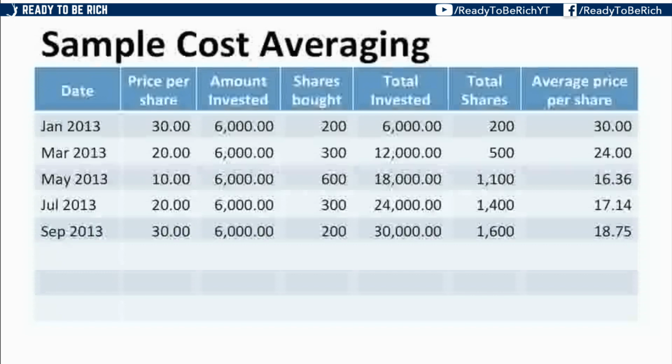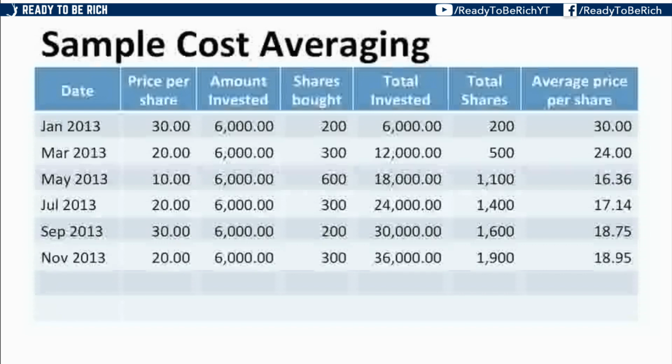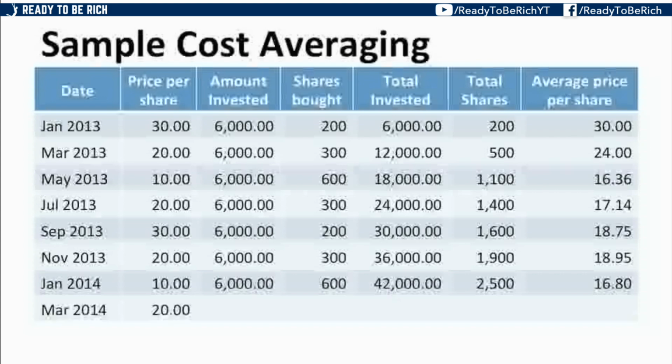So we will just continue doing this. September 2013, at 30 pesos, you buy 6,000 pesos worth of shares. On November 2013, the price went down again to 20. And then on January 2014, the price went down again to 10 pesos. Okay? So as you can see, the price of the stock went down and then went up again, and then it went down again. On March 2014, the price of the stock is at 20 pesos.